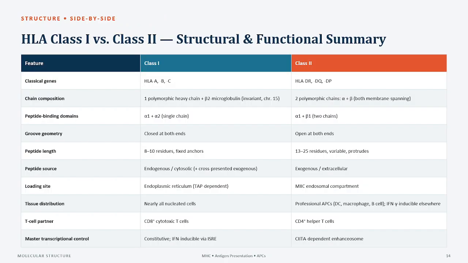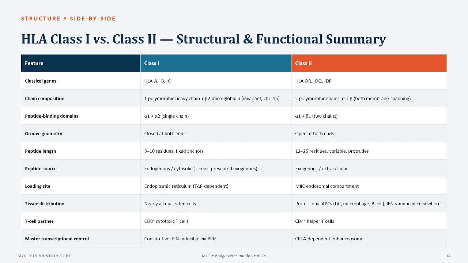This is a basic summary slide about the classical genes in class 1 and class 2, and the composition of the chains that are mentioned over here, and the peptide binding domains. For class 1, it's alpha 1 and alpha 2. For class 2, it's alpha 1 and beta 1. Then the groove geometry, which is closed at both ends for class 1 and open for class 2. Then the peptide lengths, and the source of the peptides, which is endogenous or cytosolic for class 1. It can be exogenous and extracellular for class 2.